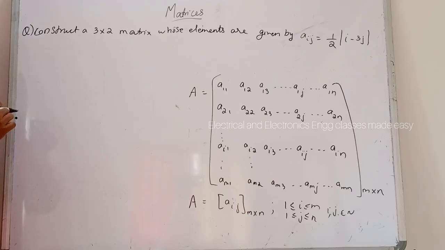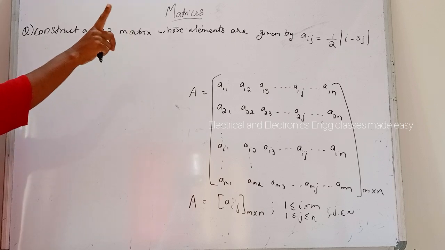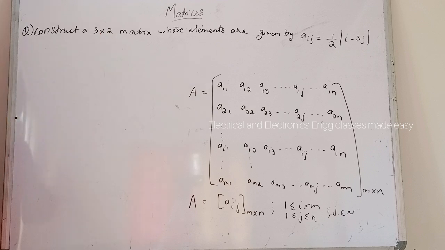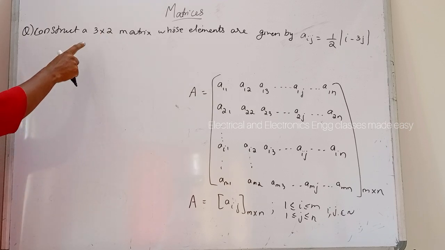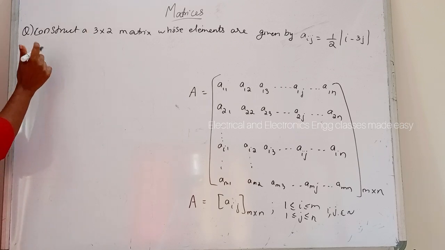Let us do a problem. Construct a 3 by 2 matrix whose elements are given by aij is equal to 1 by 2 modulus of i minus 3j. So here this is a 3 by 2 matrix. So what will be the 3 by 2 matrix?